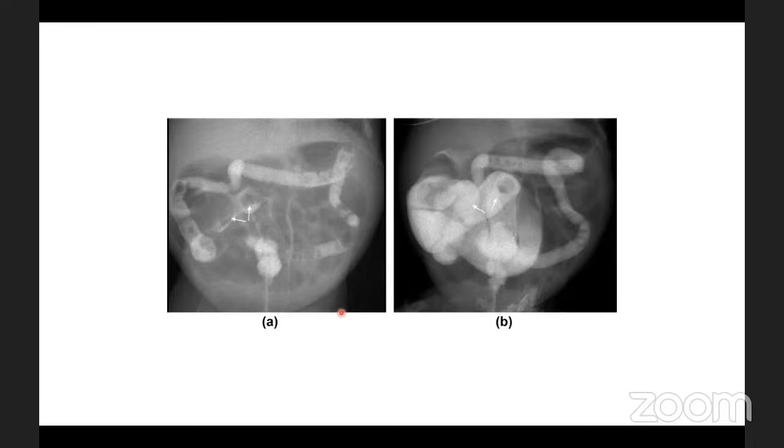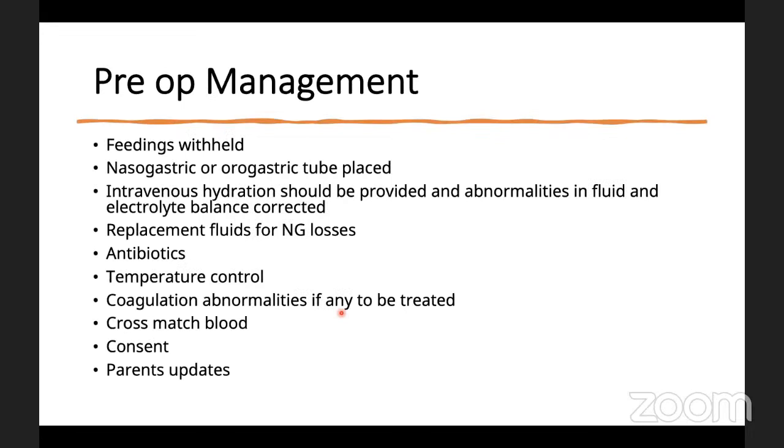So hopefully by this stage, you have made a tentative diagnosis. The surgeon has been alerted. As a pediatrician or neonatologist, from the medical perspective, it is important that the pre-op management is done, because this is our duty. Feedings are to be held, a wide bore NG tube or orogastric tube is placed and aspirated. Intravenous hydration should be provided, and abnormalities in sodium and potassium need to be corrected.